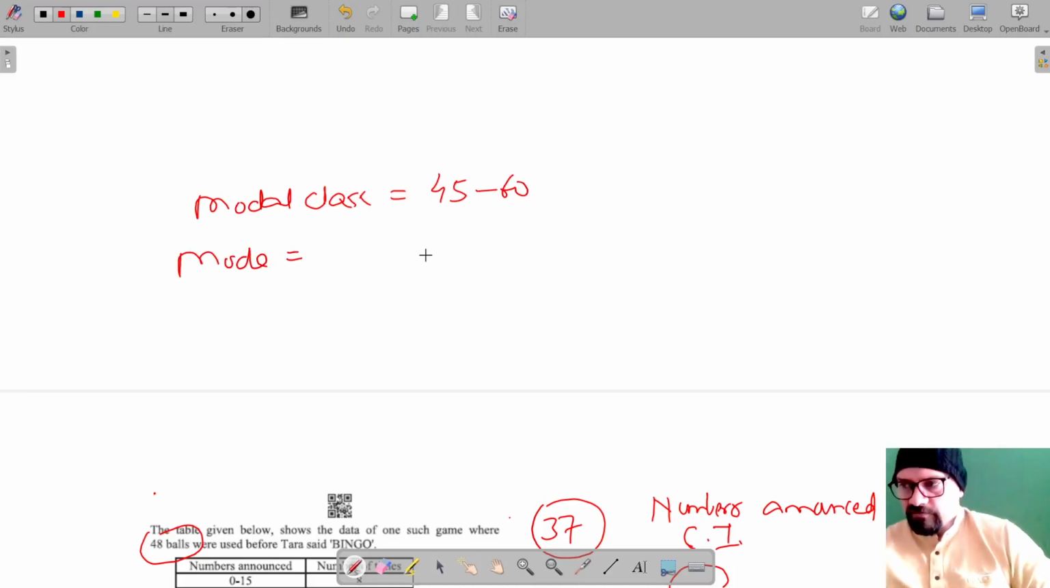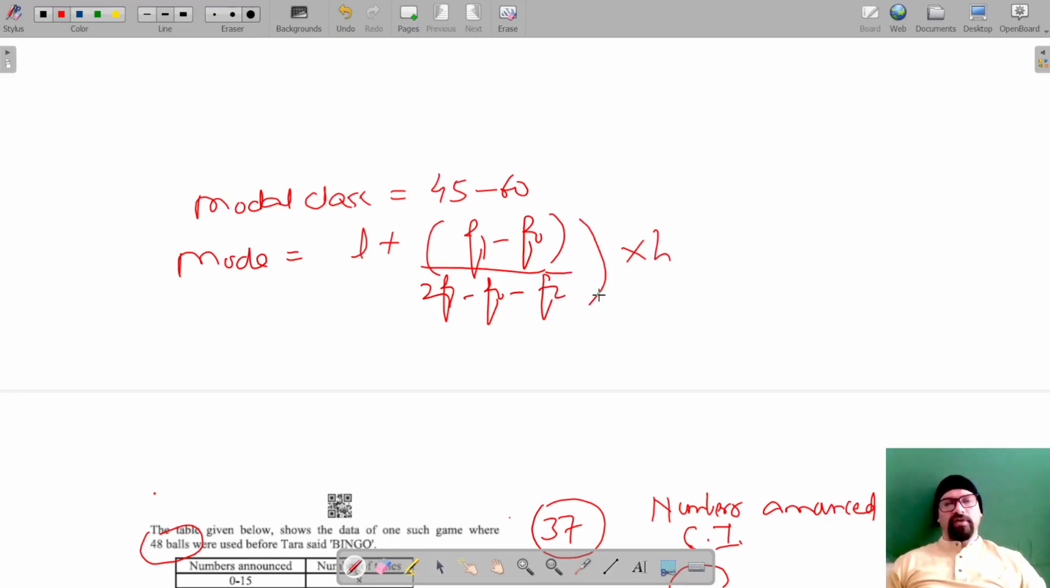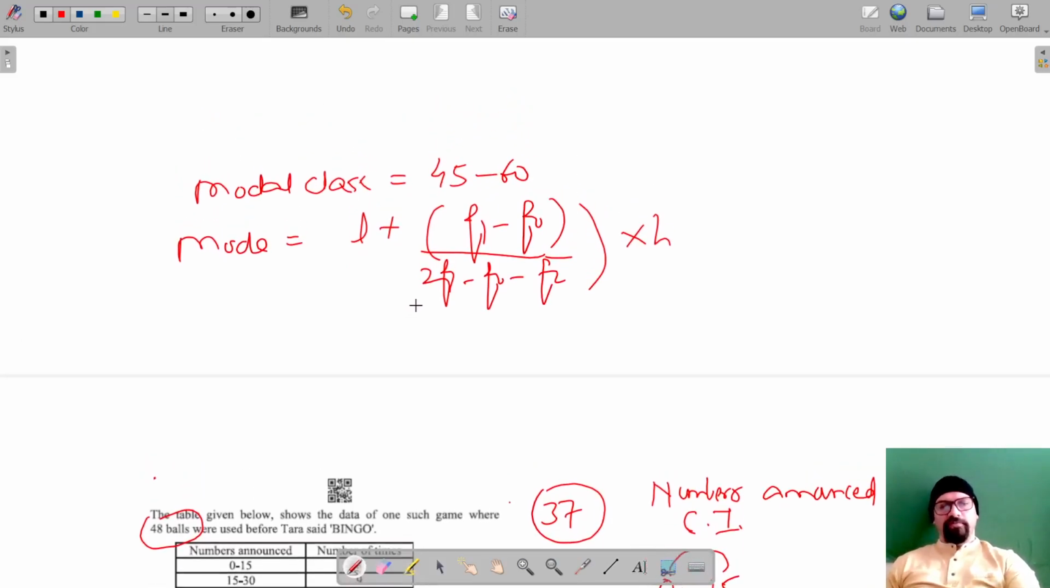So let's write down the formula for the mode. The formula for mode is L plus F1 minus F0 upon 2F1 minus F0 minus F2 into the class size. Now let's put in the respective values. L is the lower limit of the modal class, which is 45.